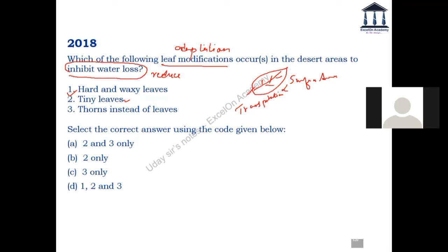Cactus is all three. You're right. Cactus, perhaps tiny leaves it may not have because it does not have leaves itself. So tiny leaves means less surface area. So less surface area means less transpiration. So to me, for sure, 2 looks like a right option.